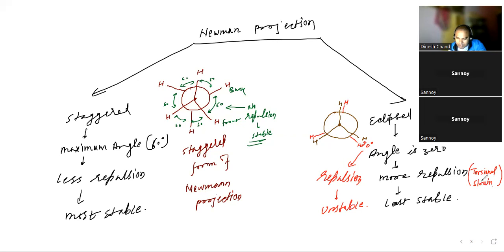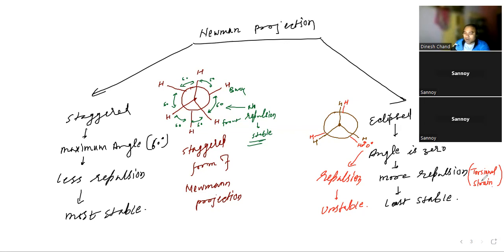There are a few more terms. Fully eclipsed, fully staggered. Fully eclipsed means 0 degree. Partial eclipse means there will be a little bit of angle. Right? If anybody says fully staggered, that is 60 degrees. Partial staggered means it can be less than 60 degrees. Right?